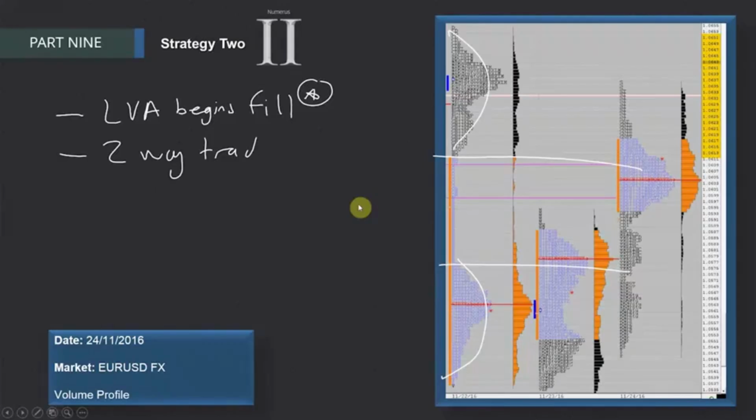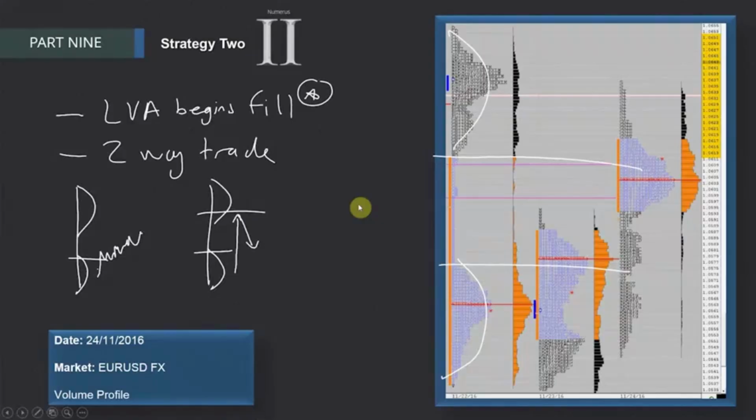Now, it's important to define what this two-way trade looks like, and I'm going to show you what it looks like. One of two things can occur whilst filling out the low volume area. One, the market can come in and slowly but surely grind out and fill out the low volume area. Or two, the market can come into the low volume area and fill out straight to the other side before then rotating lower. Now, in these two examples, you're going to employ two very different types of execution.